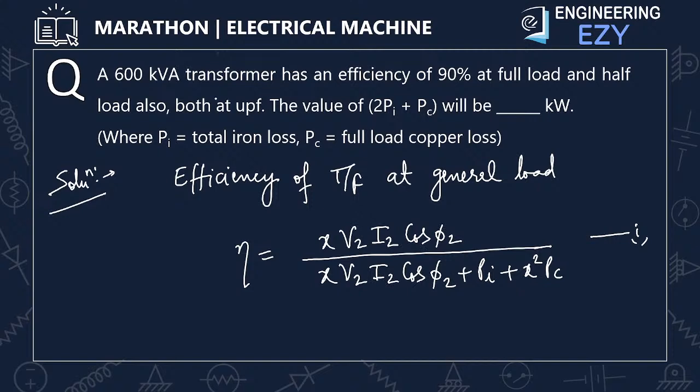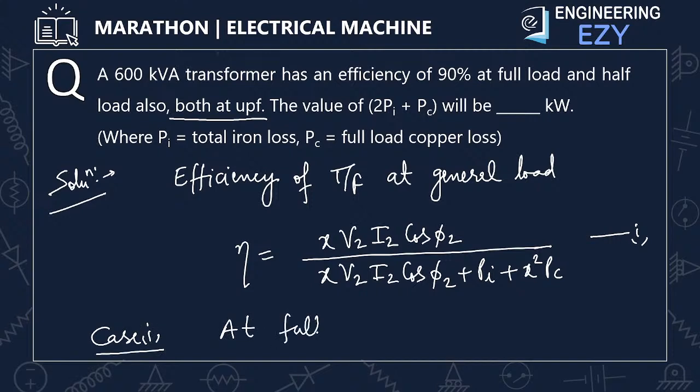Now, first case full load, second case is half load. And in both cases, cos phi 2 is 1, unity power factor. In both cases, the load power factor is unity. So, case 1, at full load, x is equal to 1.